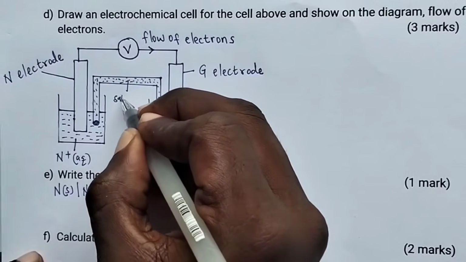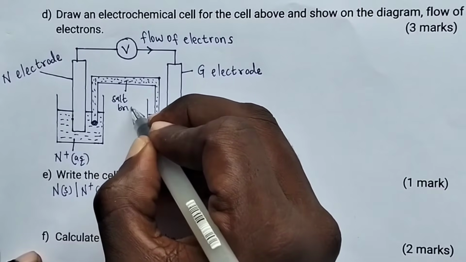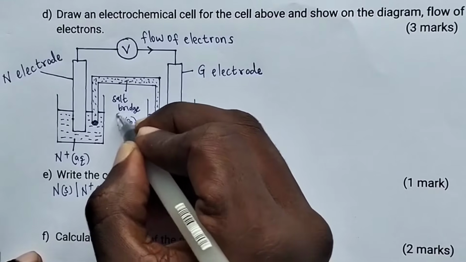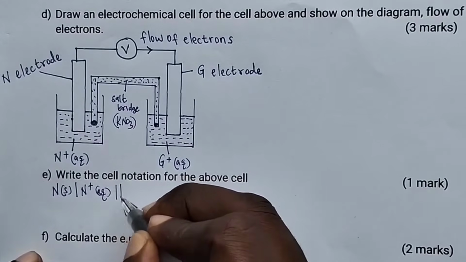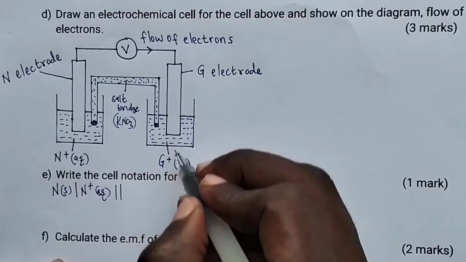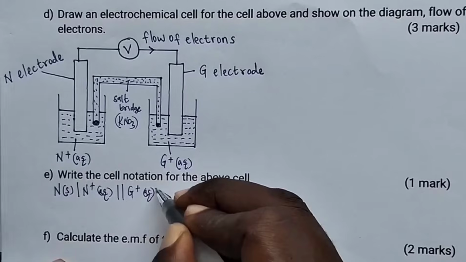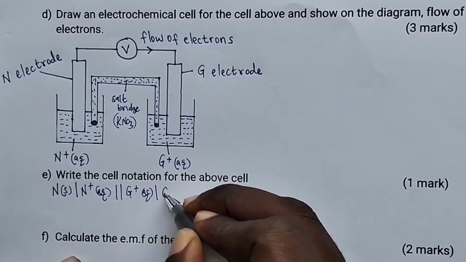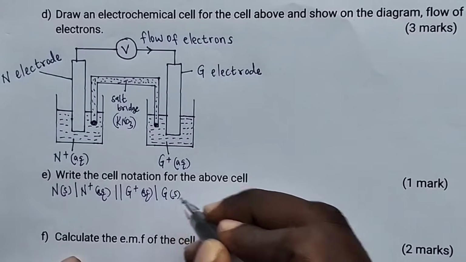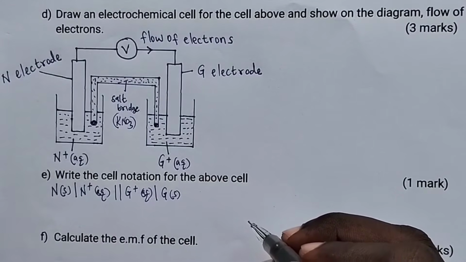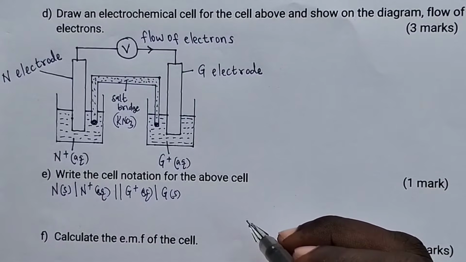Sorry, we have not labeled that. This is the salt bridge. And we can take potassium nitrate as our salt bridge. So we can put the salt bridge there. Then we are going to write the solution containing the substance that undergoes reduction, then the phase boundary. Then we conclude with the rod or the electrode for the least reactive metal, or the substance that undergoes reduction. That's how we write the cell notation.